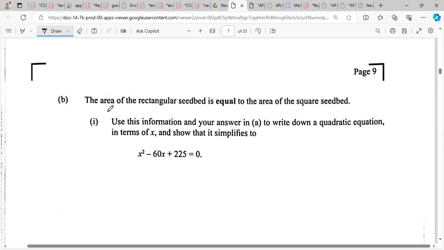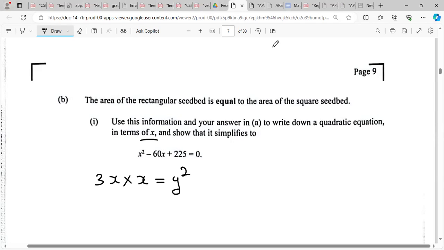Alright, so it says the area of the rectangular seedbed is equal to the area of the square. Alright, so one length was 3x and one was x. So for the area, we have to multiply x times 3x. And they say that must equal the area of the square. Now the area was y squared. And it says write down the quadratic in terms of x. Oh, so they want it in terms of x. Show that it simplifies to x squared minus 60x plus 25 equals 0.